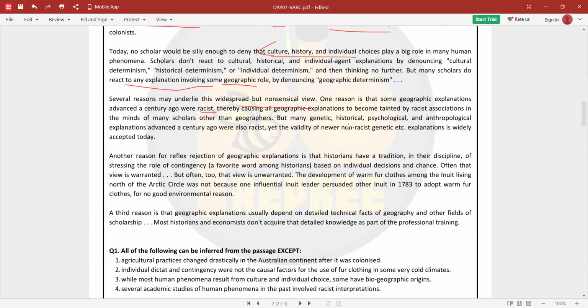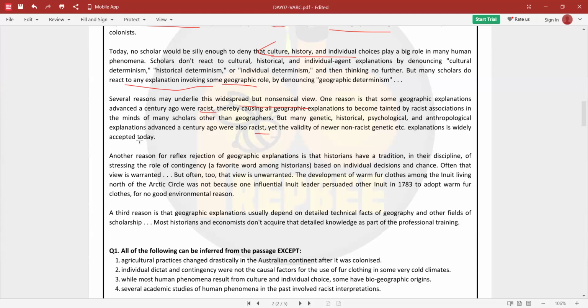Now, but many genetic, historical, psychological, and anthropological explanations advanced a century ago were also racist. Yet the validity of newer, non-racist genetic etc. explanations is accepted today. So the author argues that other fields also had racist ideas in the past, but now we were able to move past it and accept new things, unlike something for geography.